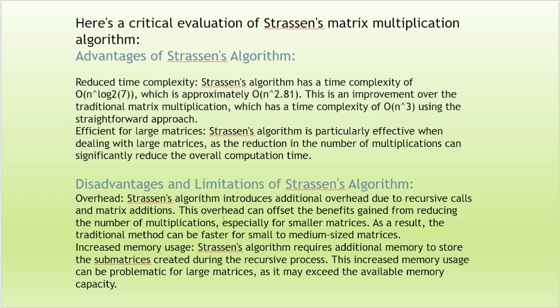The disadvantages or limitations of Strassen's algorithm. Overhead: Strassen's algorithm introduces additional overhead due to recursive calls and matrix additions. This overhead can offset the benefit gained from reducing the number of multiplications, especially for smaller matrices. As a result, the traditional method can be faster for small and medium-sized matrices. Increased memory usage: Strassen's algorithm requires additional memory to store the submatrices created during the recursive process. This increased memory usage can be problematic for large matrices as it may exceed the available memory capacity.